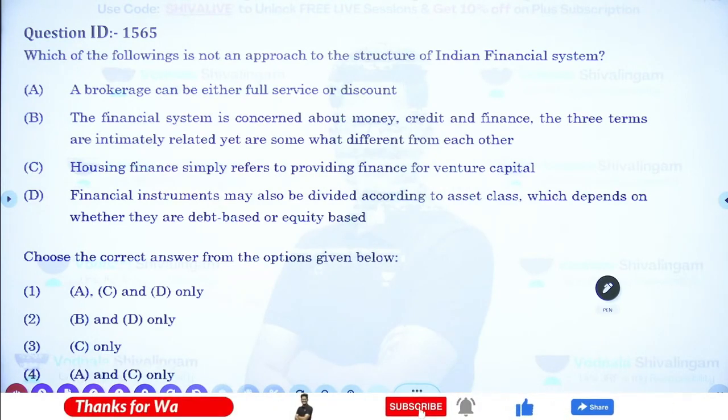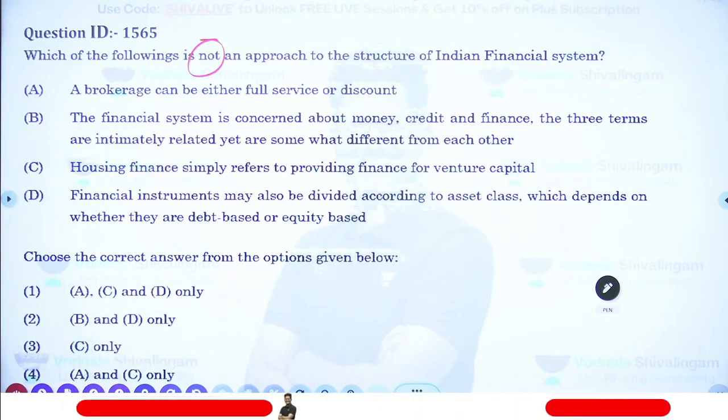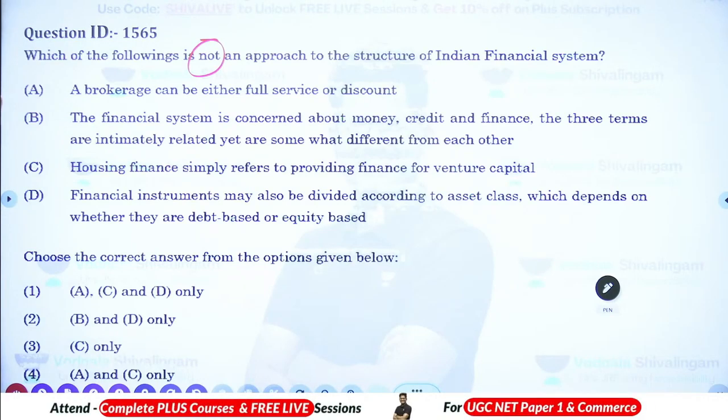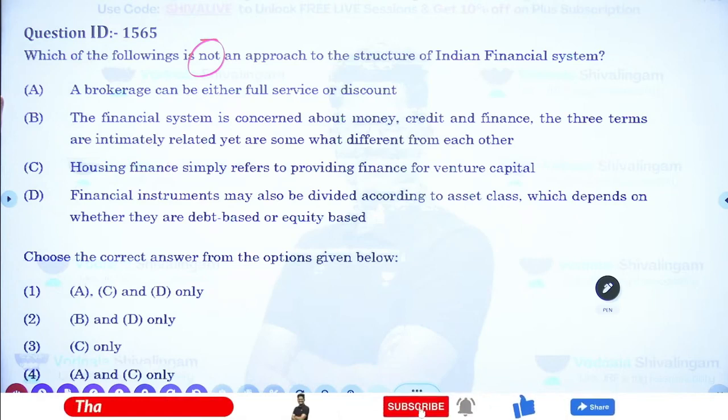General and specific, or quantitative and qualitative. Which of the following is not an approach to IFS, the Indian financial system? Structure, not a structure of IFS. A brokerage can be either full service or discount. The financial system is concerned with money, credit and finance, which are 3 terms intimately related but with some differences from each other. Housing finance simply refers to providing finance for a venture capital. Financial instruments may also be divided into asset classes, which depend on whether they are debt based or equity based.